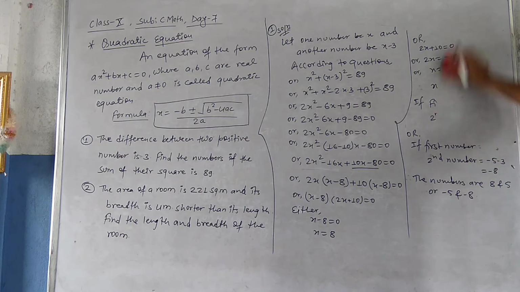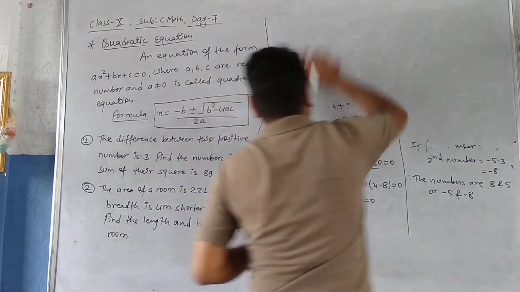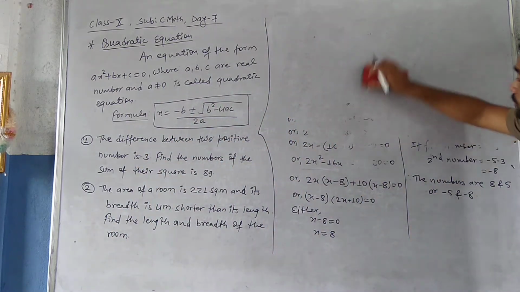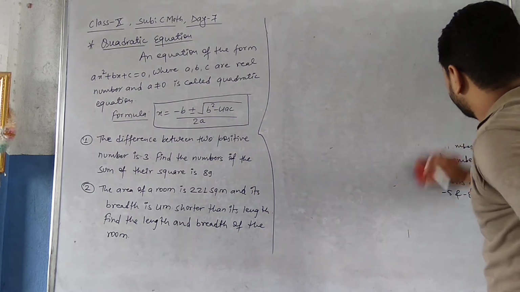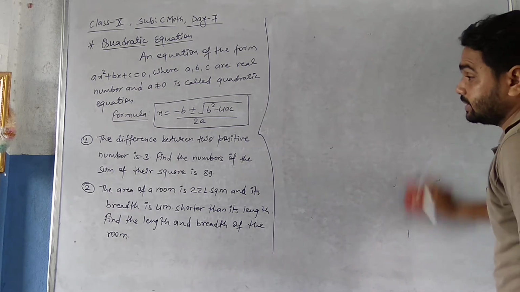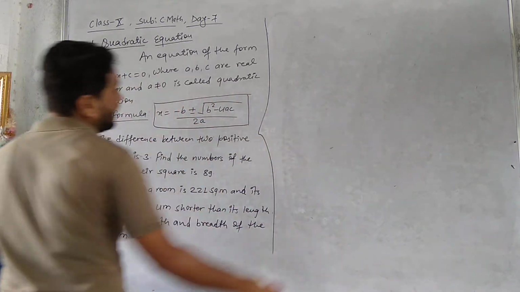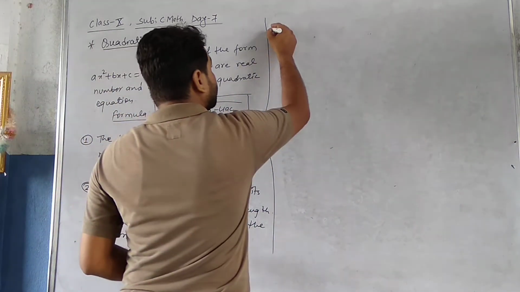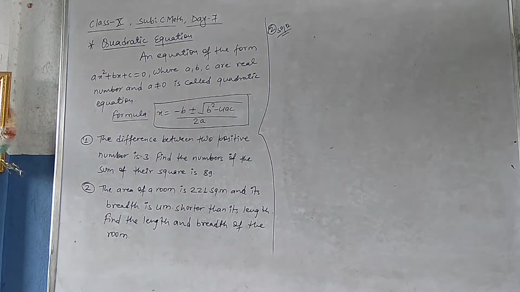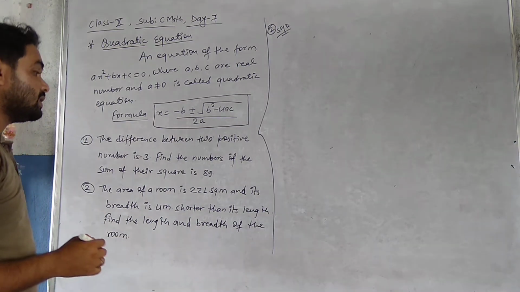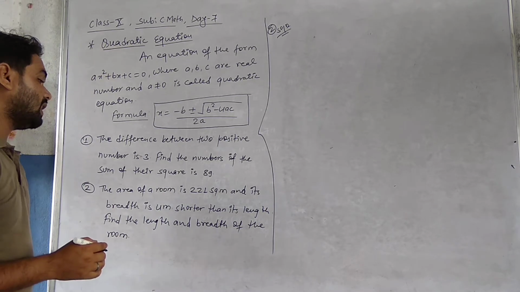Now for question number two, read the question at first. It is given that the area of the room is given, and we know the formula of the area is L into B. If the area is given and the relation of breadth and length is given, then we are going to find the length and breadth. The area of the room is 221 square meters and its breadth is 4 meters shorter than its length. Find the length and breadth of the room.